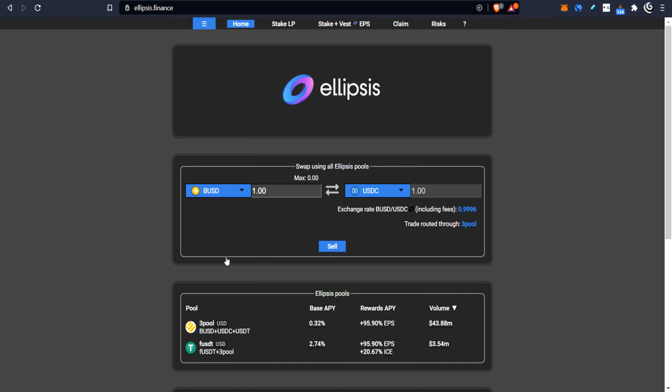So currently there are two pools, both based on the US dollar. They have this 3 pool and this FUSDT pool. Now there's a lot of things going on here, so let's go over to here.